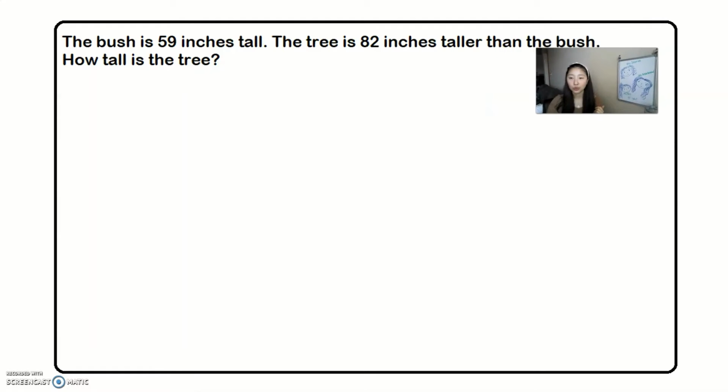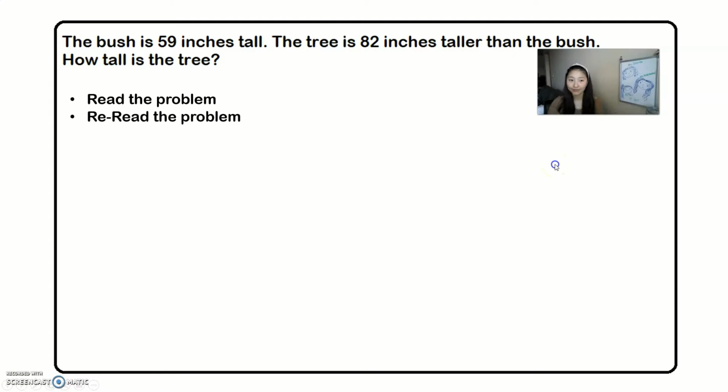Now, we're going to dive into this problem a little bit more. So read it. I'm going to read it first. The second time, you're going to pause it and read it to yourself. The bush is 59 inches tall. The tree is 82 inches taller than the bush. How tall is the tree? Now pause it, read it to yourself. Great. Now let's move on.